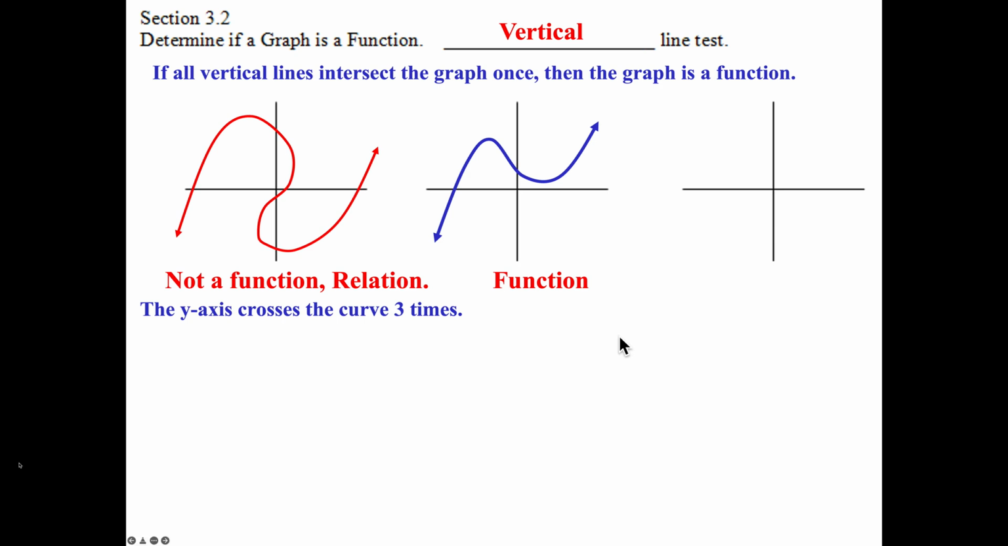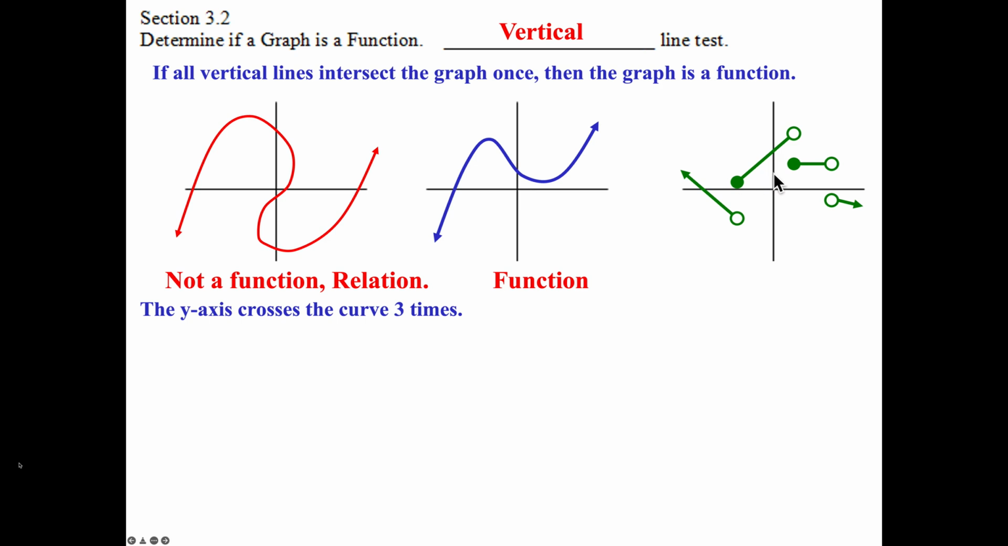Now, trick questions is when you see segments or parts of graphs connected with closed circles and open circles for the endpoints. Now this can be tricky. Again, you can only touch once. If you touch more than once, two or more, not a function. Anything else is a function.